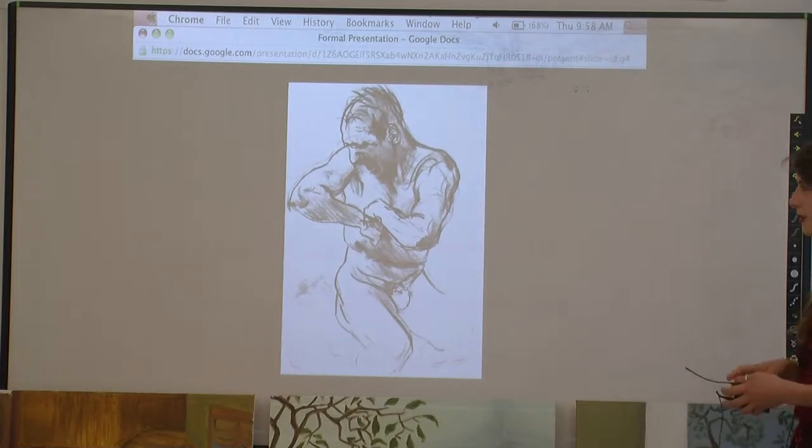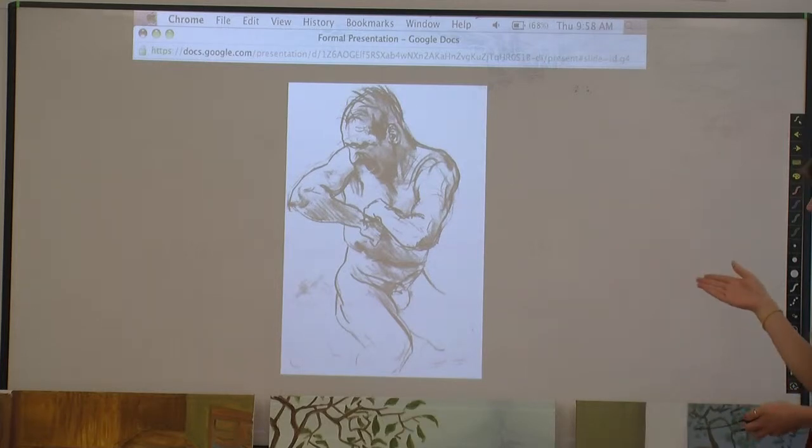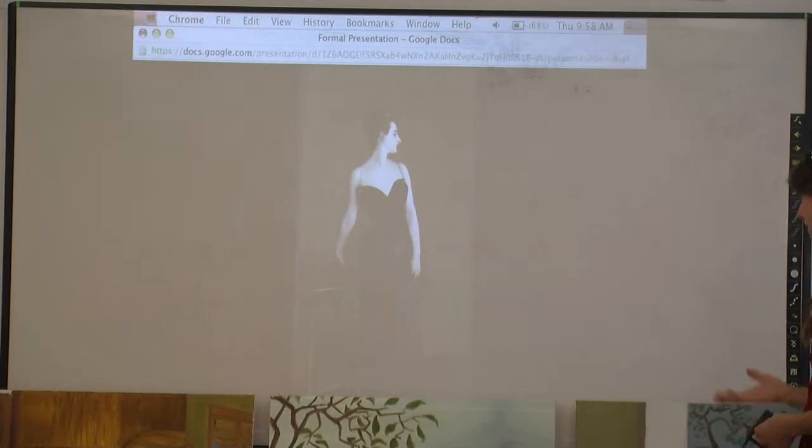This was a study that he did for the mural project in the Boston Public Library, The Triumph of Religion. This is in a panel about hell, and this sketch is titled Man Screaming, and it's much more violent and expressive of human emotion than a lot of his portraits are. This is one of his most famous works, Madam X.